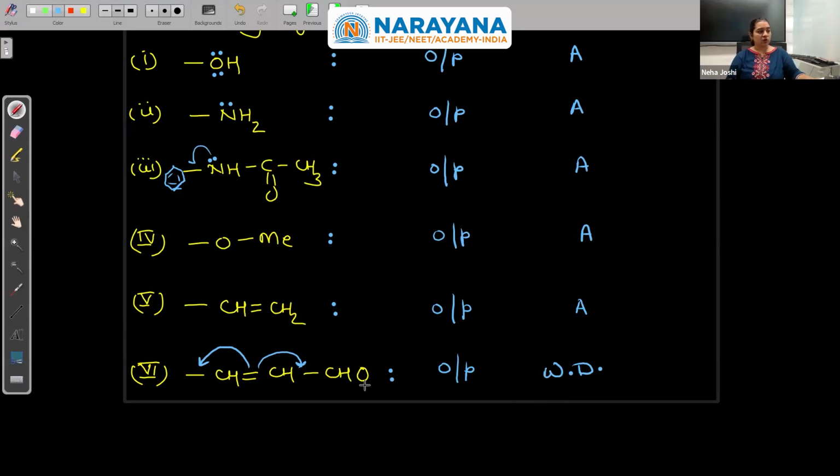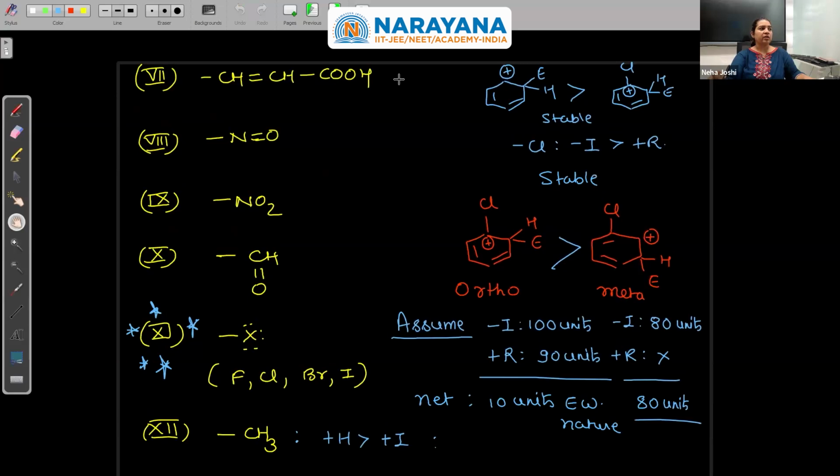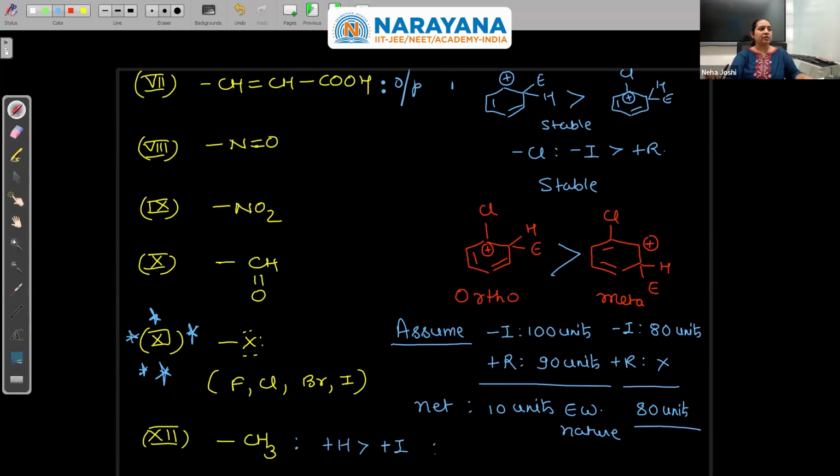Okay, overall impact. Electrons go more this side. Coming to cinnamic, same thing. Orthopara deactivating. Clear? Nitroso. See, there is a lone pair on this. It can donate, but overall impact is withdrawing nature dominates. So it is also found to be orthopara and deactivating. Nitro is meta and deactivating.